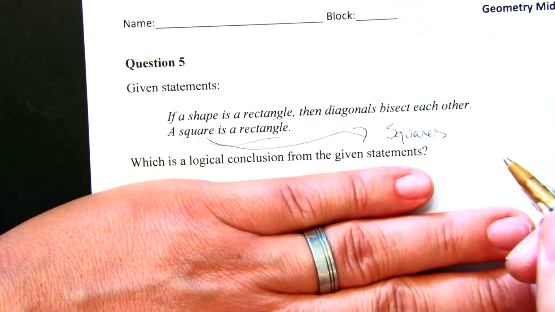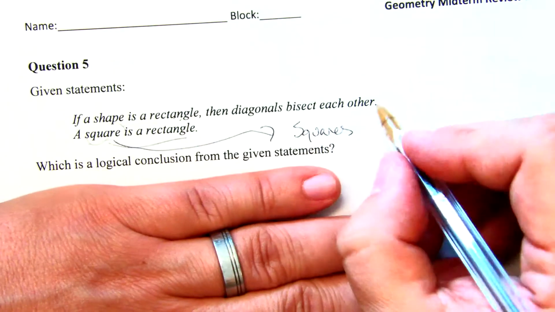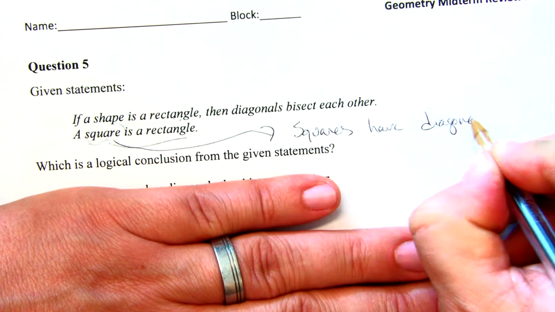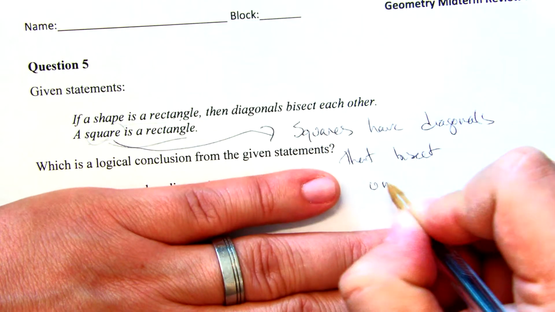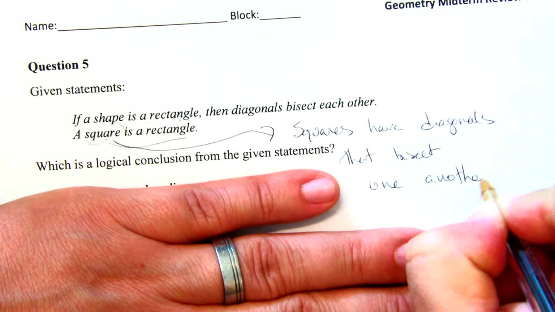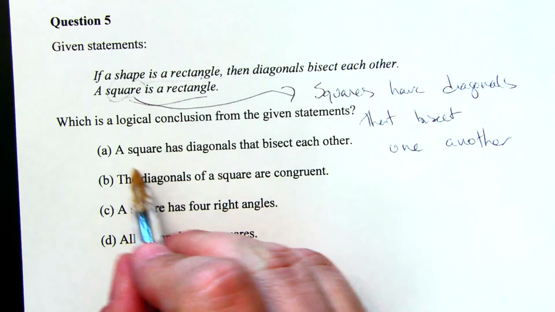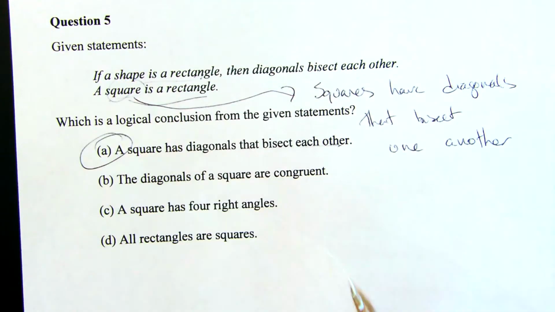I think it's a good idea, before you start looking at the statements, to figure out what the conclusion would be. So you'd say something like, oh, well, squares have diagonals that bisect one another. All right, that's my conclusion. Now I'm going to look at the answer choices and see which one fits with that. Square has... oh, look, it's exactly the same thing, except D. All right, there we go.